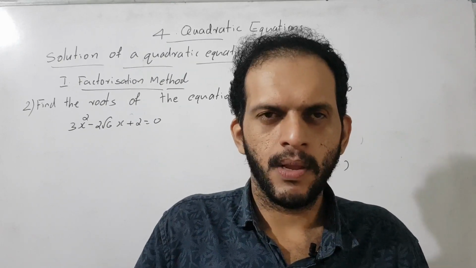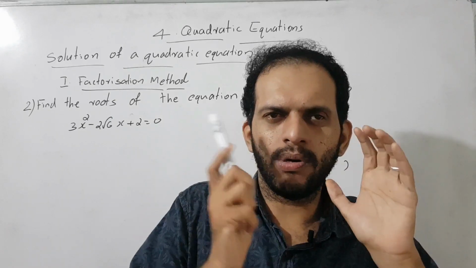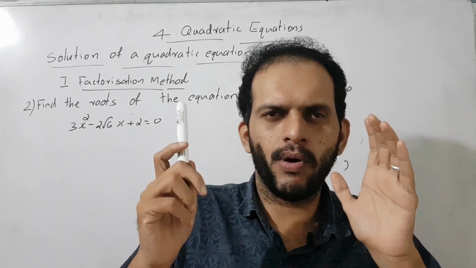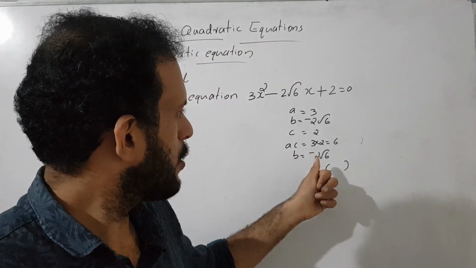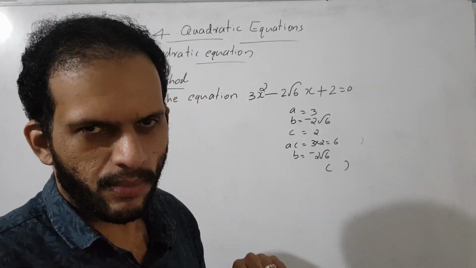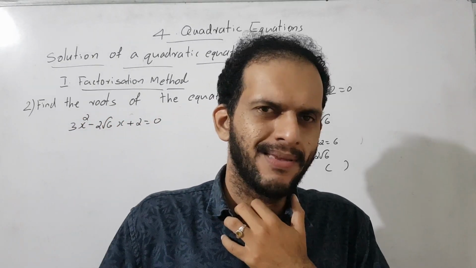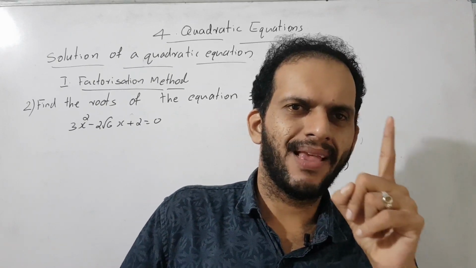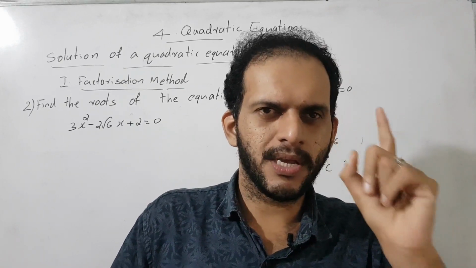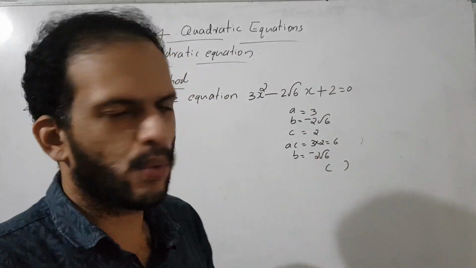Root 6 should be there. So a number with root 6 added to another number with root 6 gives a result of 2 root 6. That happens only in the case of root 6 plus root 6. 1 root 6 plus 1 root 6, then only we get the answer equal to 2 root 6.